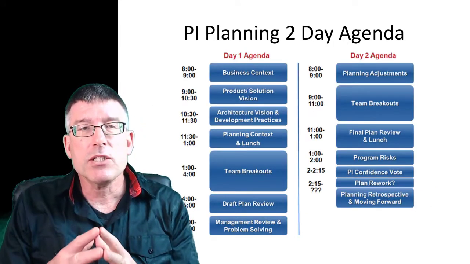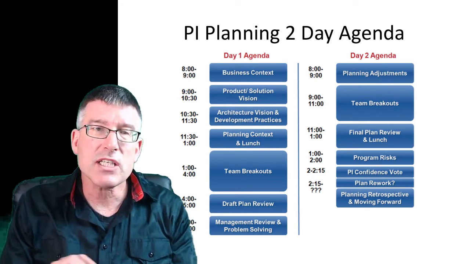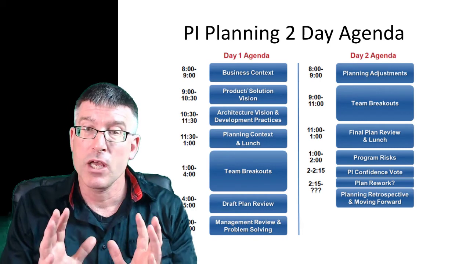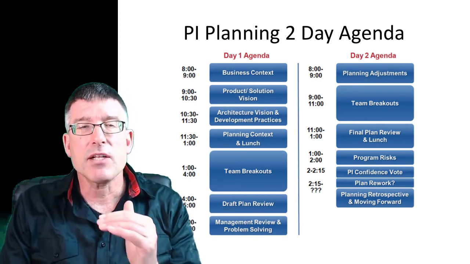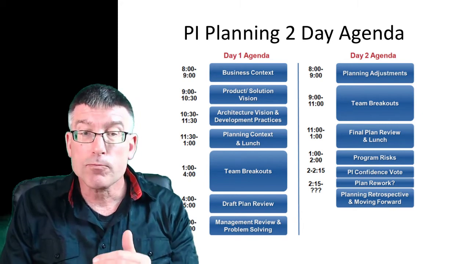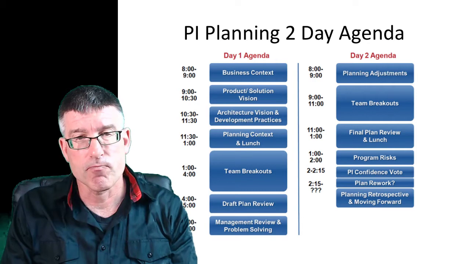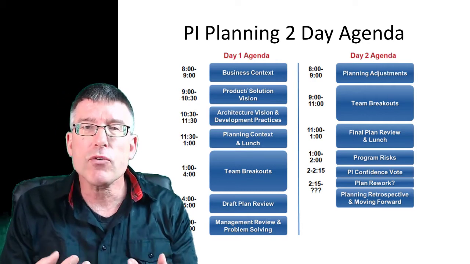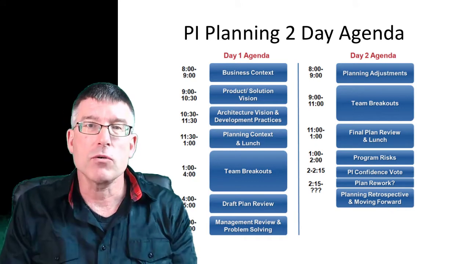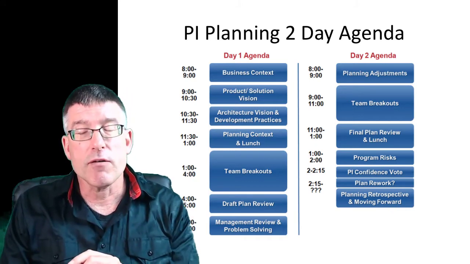So in SAFe, there is the PI planning 2-day agenda. This is the standard agenda put forward by Scaled Agile that describes the steps in the process for how we convert those inputs into those outputs. We'll walk through this agenda to help you understand what we do during PI planning. Now you notice it's a 2-day event.